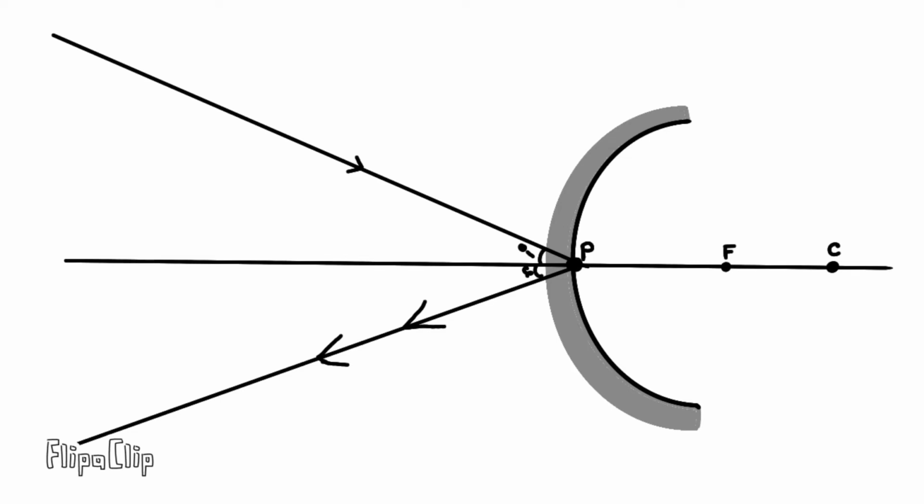In case of convex mirror also, a ray incident obliquely to the principal axis towards a point P will be reflected back obliquely. The incident and reflected rays follow the laws of reflection at the point of incidence, making equal angles with the principal axis. In all the above cases, the laws of reflection are followed. At the point of incidence, the incident ray is reflected in such a way that the angle of reflection is equal to the angle of incidence.